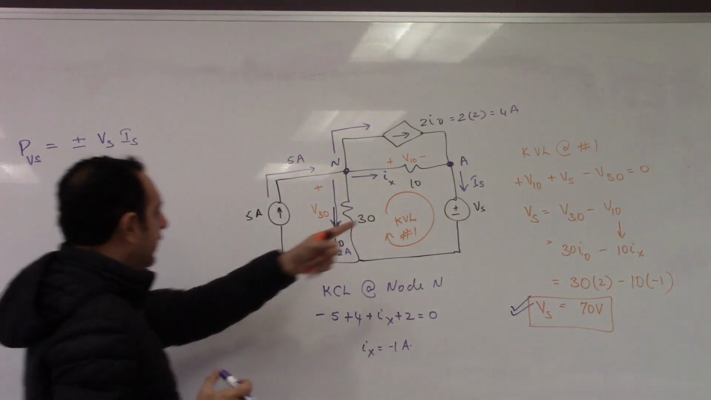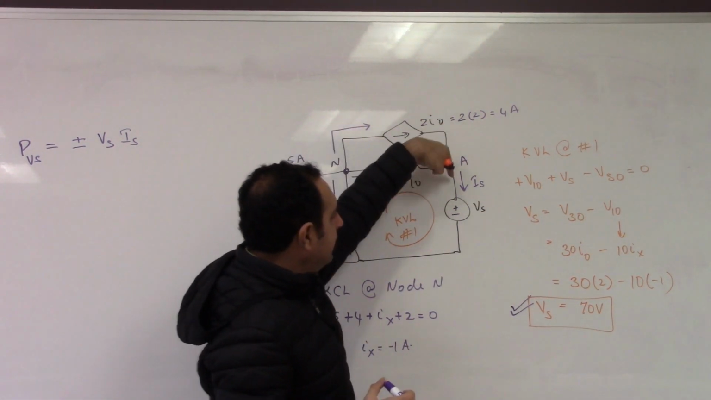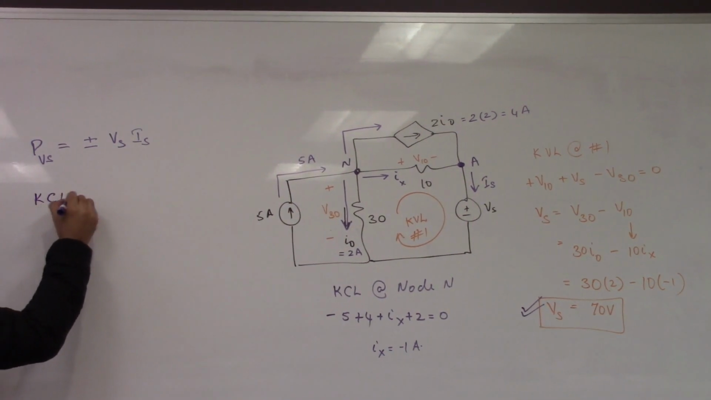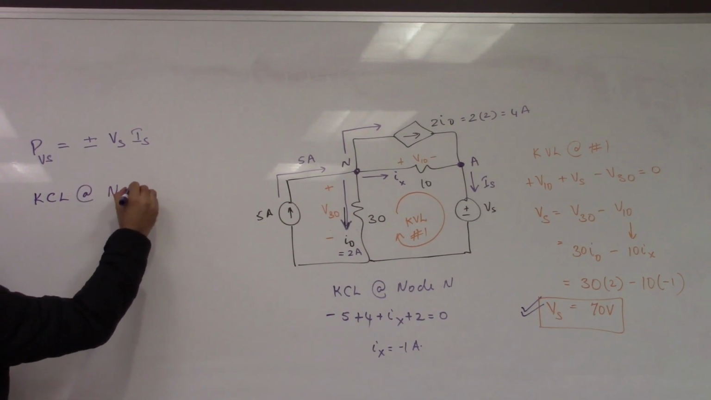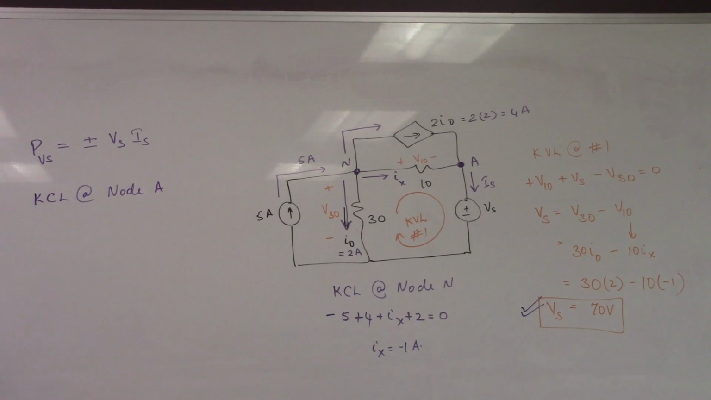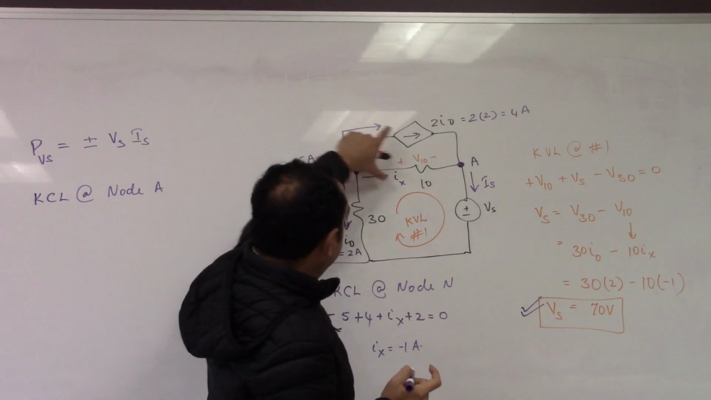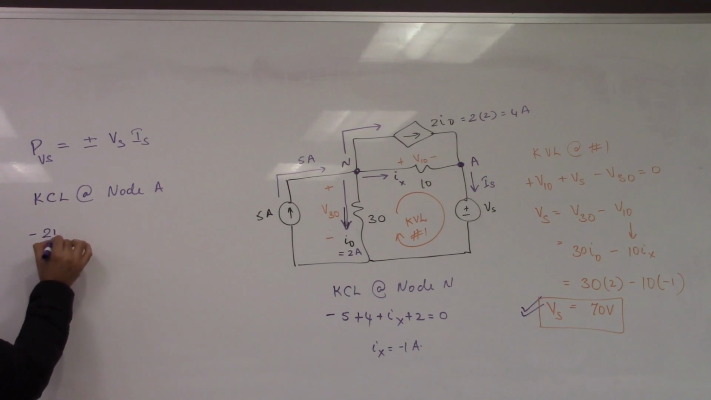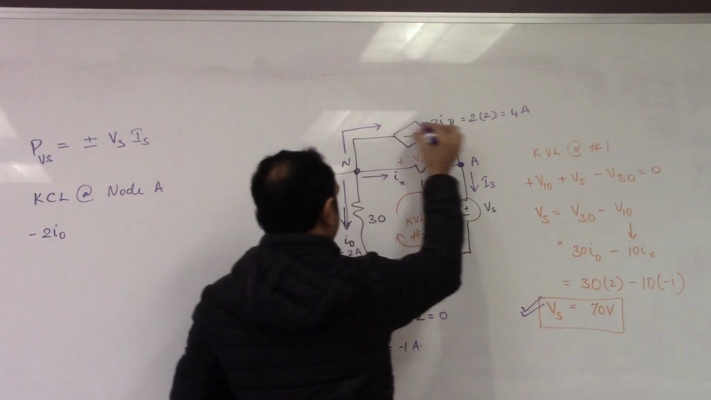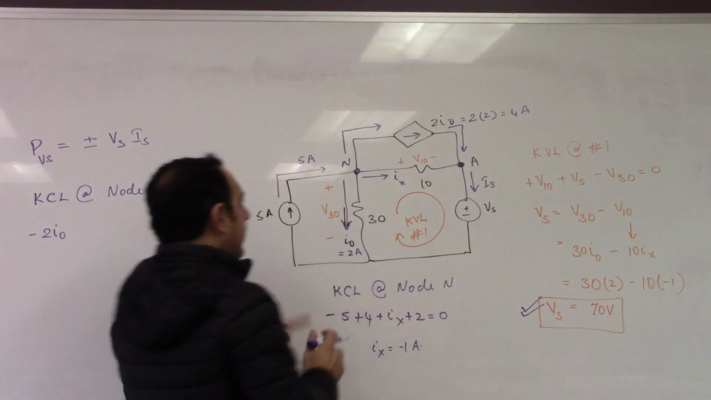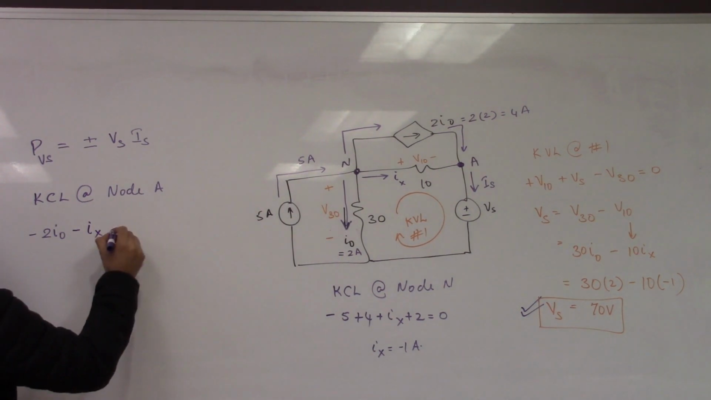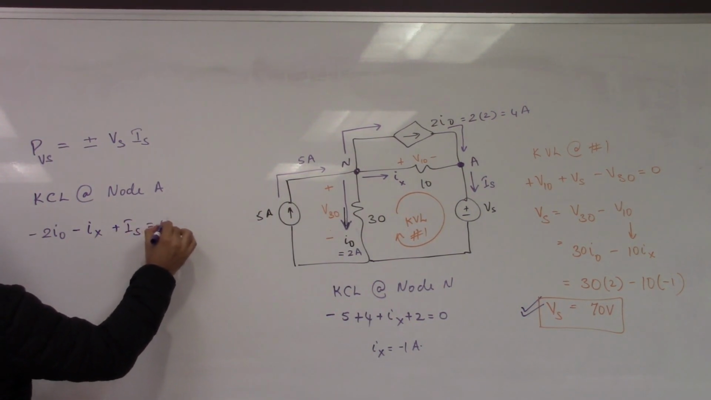Okay? So to find Is, because we know these two currents, we can easily do a KCL here. And we'll say KCL at node A. Okay, so if I do KCL at node A, what am I going to get? So at this point, these two currents are entering the node A. So we'll say negative 2 times I naught, which is the current that flows like this, will eventually come here, right? And then you have negative Ix. Leaving current is plus Is is equals to 0.